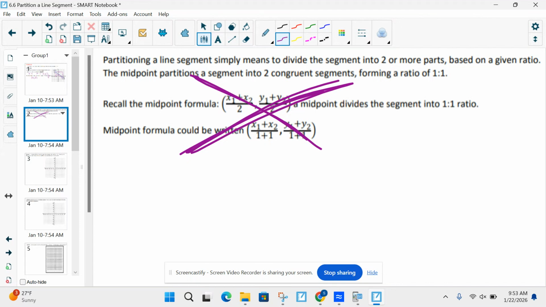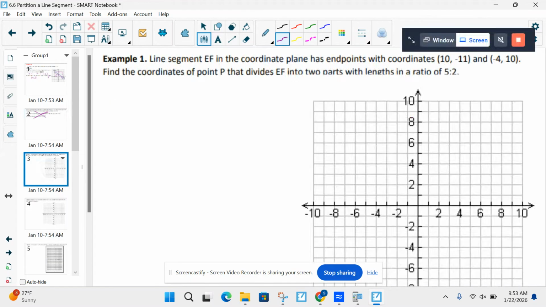But we are going to do example 1. I might pass out graph paper, actually. Yeah, I'm going to pass out graph paper. Example 1's on the bottom. You're not flipping your page over.